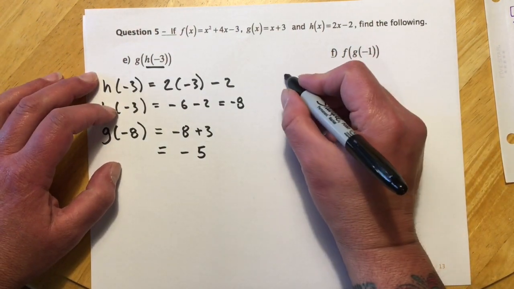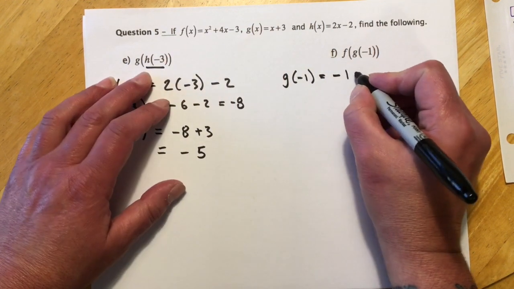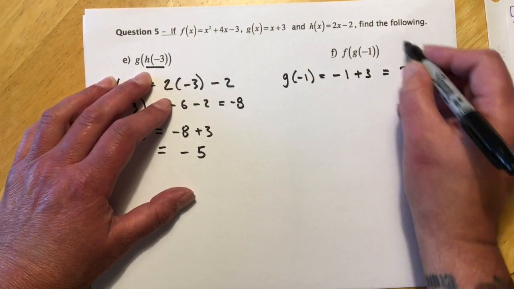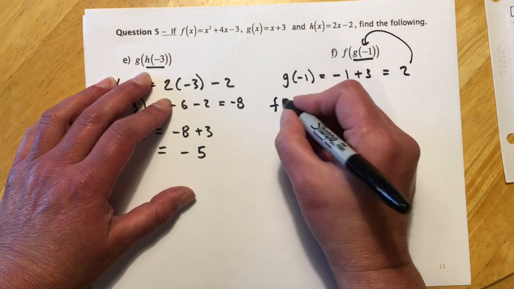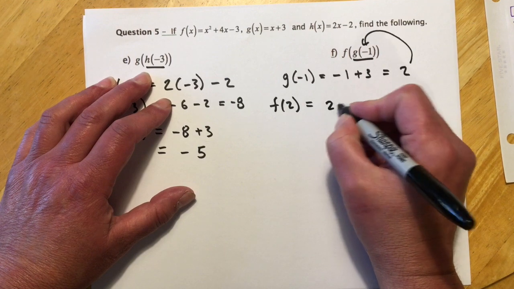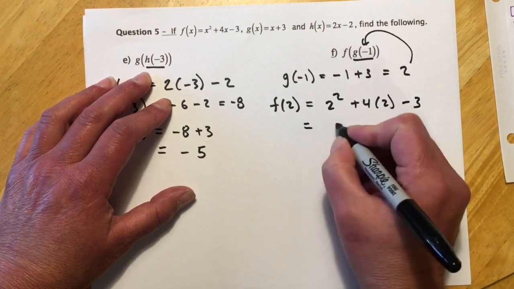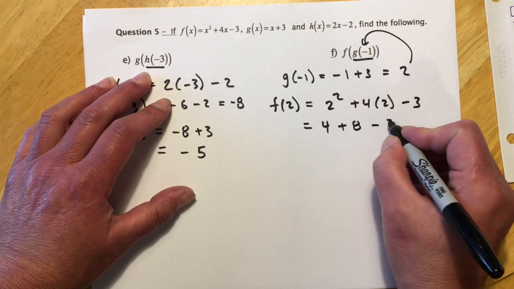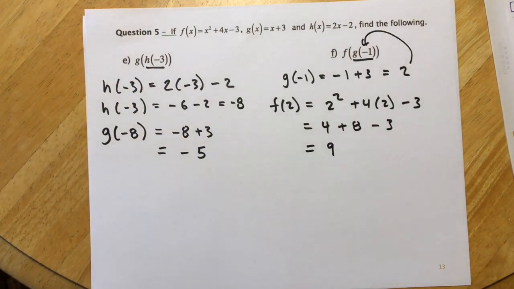Next one, f of g of negative 1. So that's going to be g of negative 1 is negative 1 plus 3, or 2. And then that goes back in, and we find f of 2. So f of 2, 2 squared plus 4 times 2 minus 3. So 4 plus 8 minus 3, or 9.